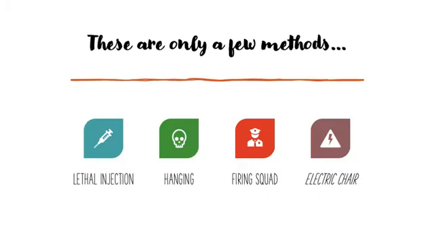So, these are only a few methods that are being used at the moment. Obviously, they are used in certain countries or certain states in America. First of all, we've got lethal injection. Second, hanging, firing squad, and electric chair. You could always find beheading as well in the Middle East, or you could find other methods that are used by tribes or people in different countries as well.